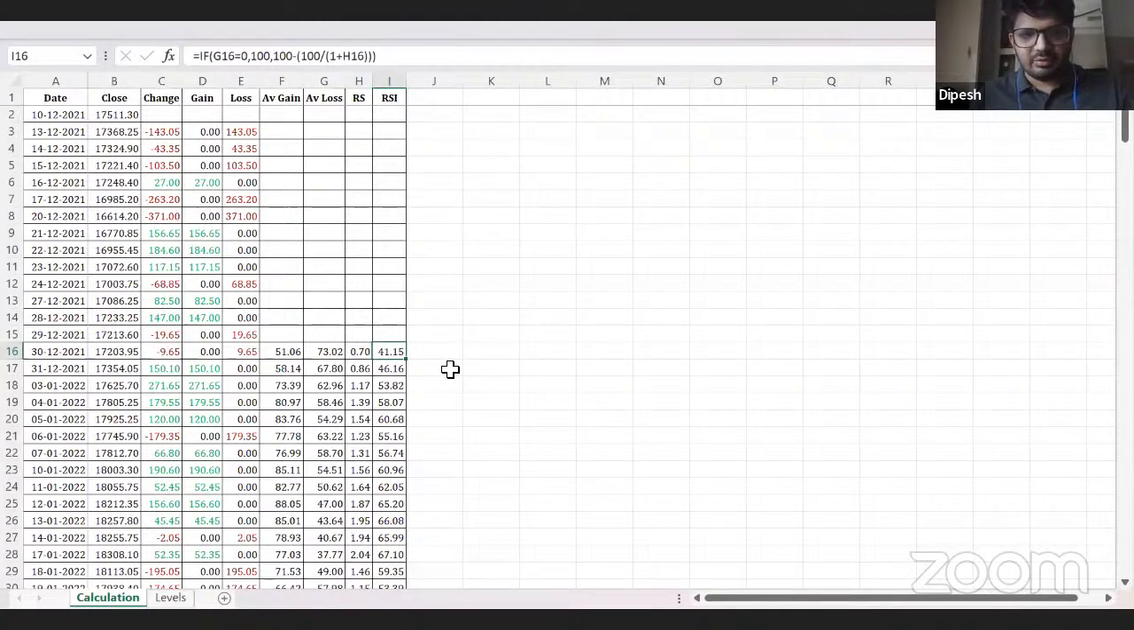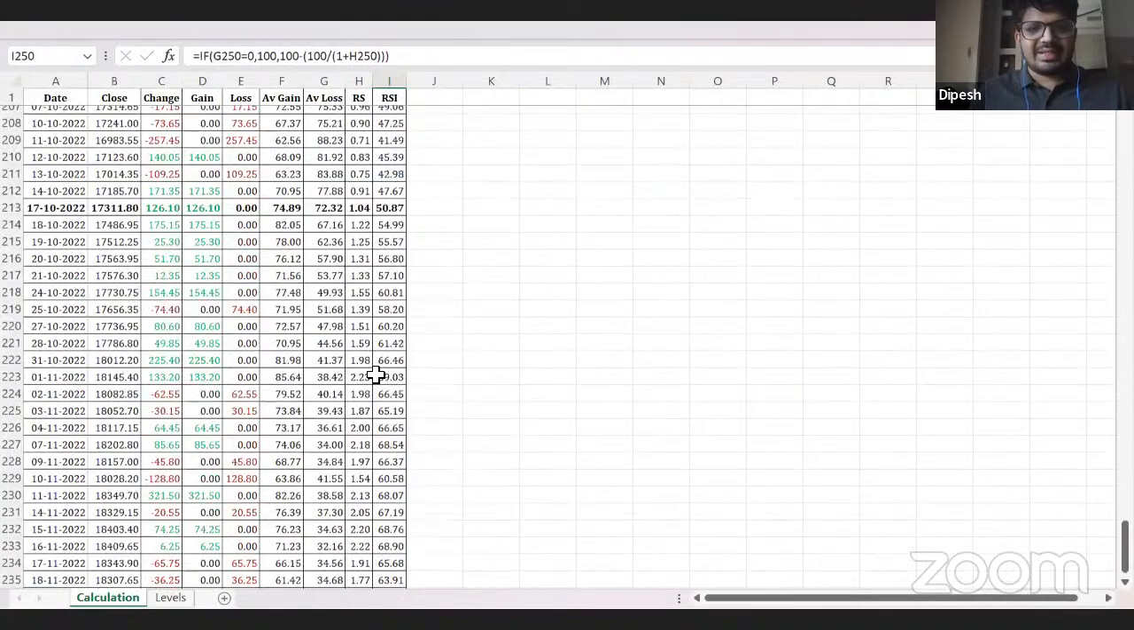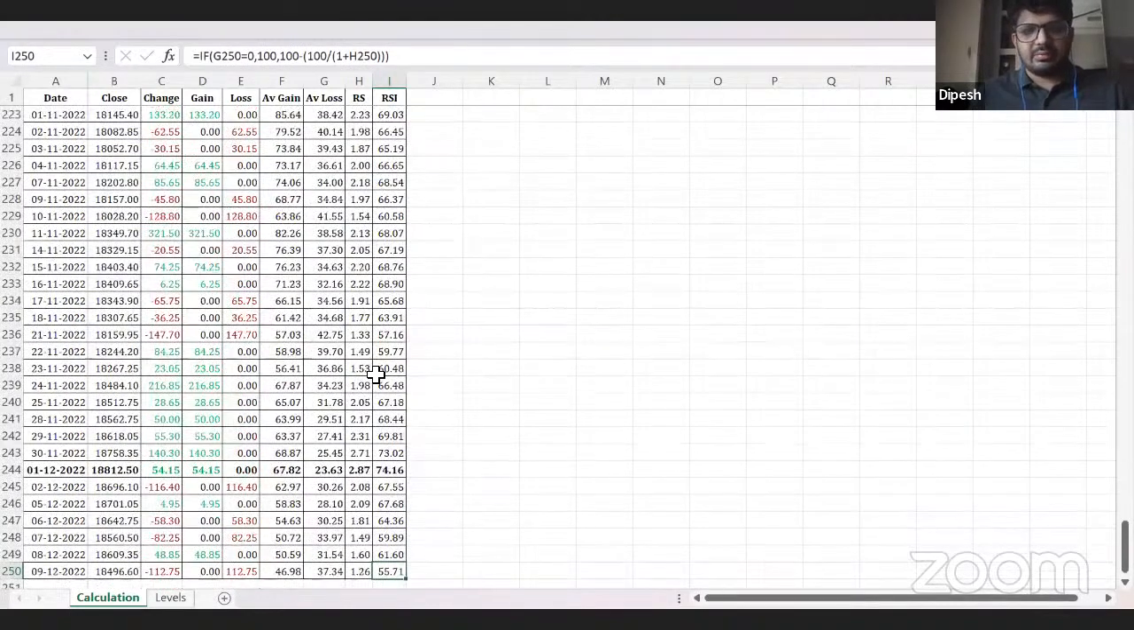It's a very simple formula. I'll try to share this Excel so that you can incorporate the prices and start calculating the RSI on your own without any advanced knowledge. So this is how the RSI is calculated. At the risk of sounding repetitive, I'll still repeat that it's just calculated with the close prices.